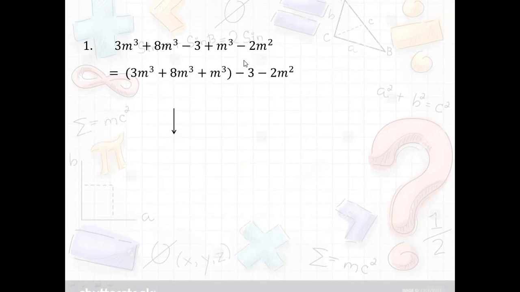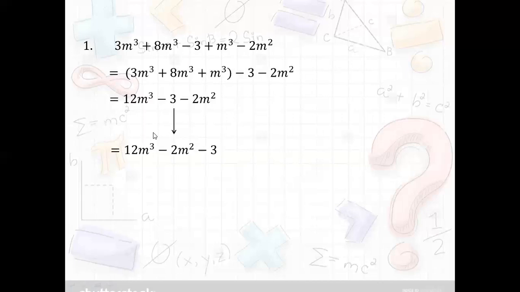And again, also we have here plus m cubed. So arrange them together and put them inside the parentheses. So 3 plus 8 will give you 11, 11 plus 1 will give you 12m cubed minus 3 minus 2m squared. It's better to always write the polynomials in standard form, from the greatest to the least. So this is how you arrange the polynomial from greatest to least. So your answer for question number 1 is 12m cubed minus 2m squared minus 3. It was an easy one.